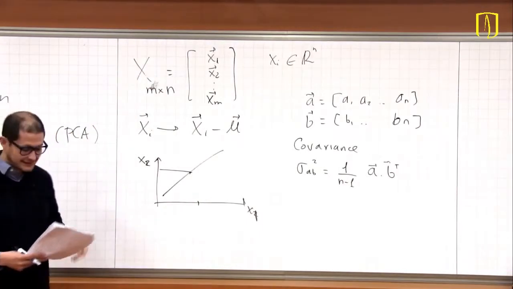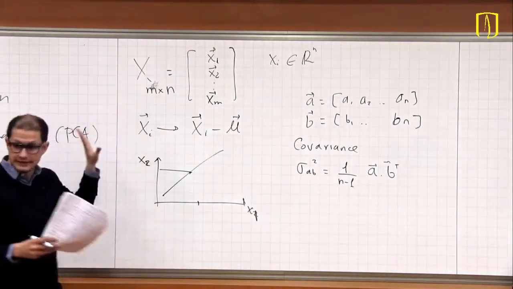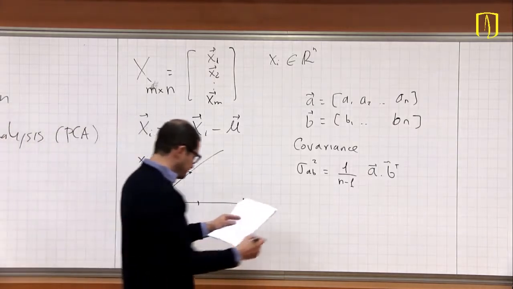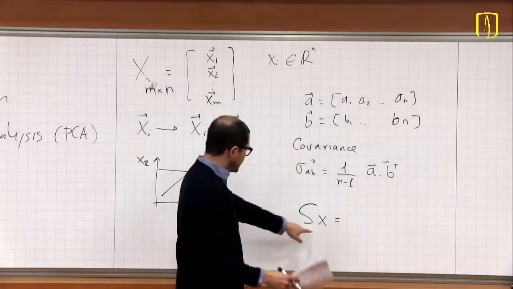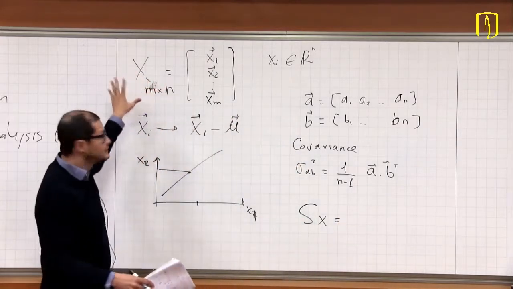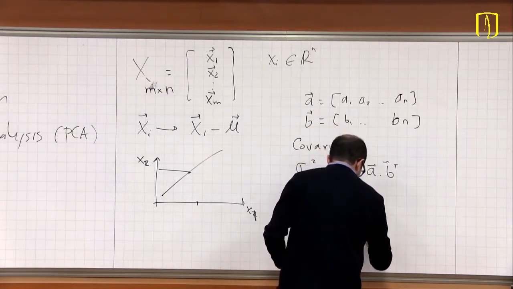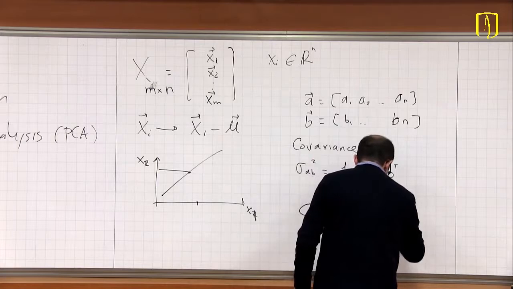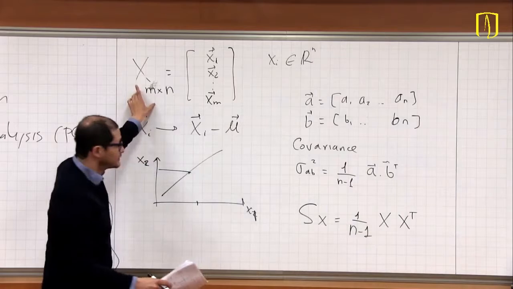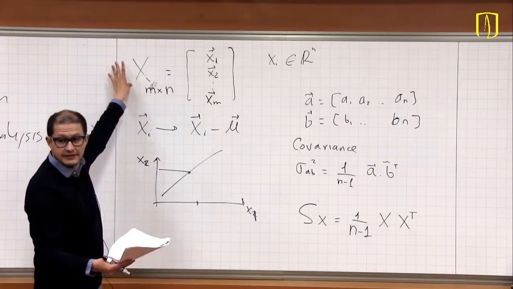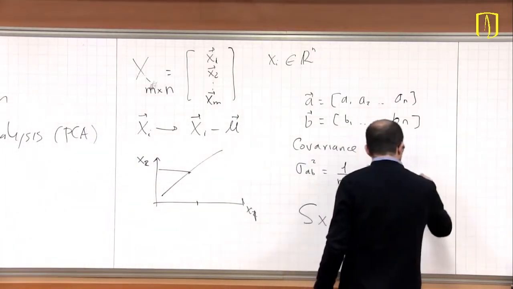So what is the covariance matrix for this data set? That's the question. It's this object. I'm going to call it SX, meaning the covariance matrix of my data set X. It is 1 over n minus 1 times X times X transpose, where X is my design matrix. Let me write it here.